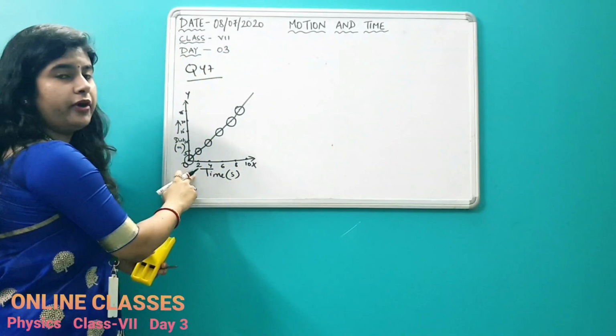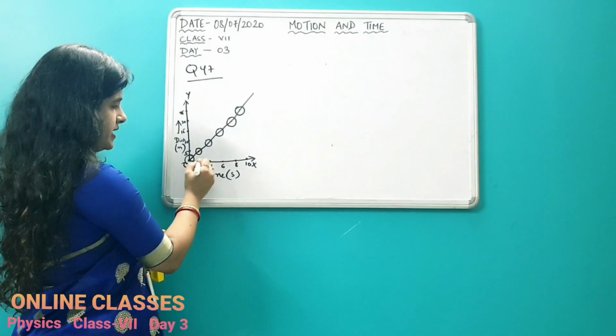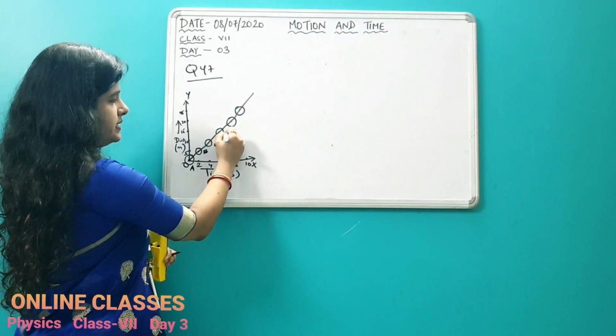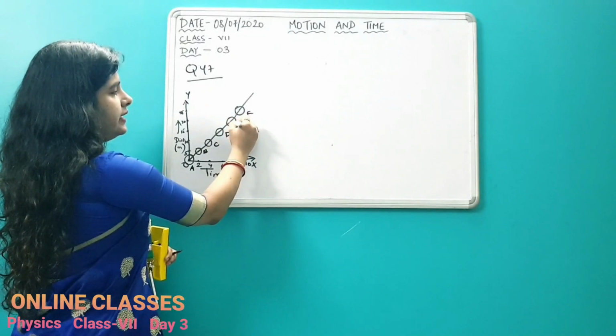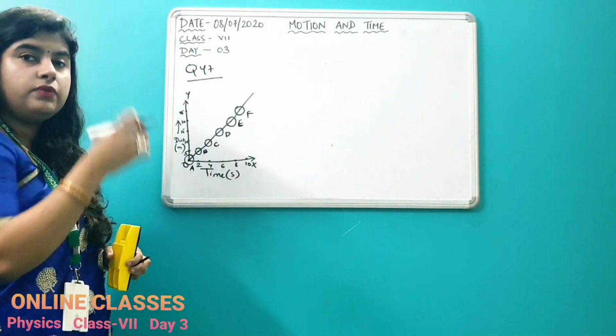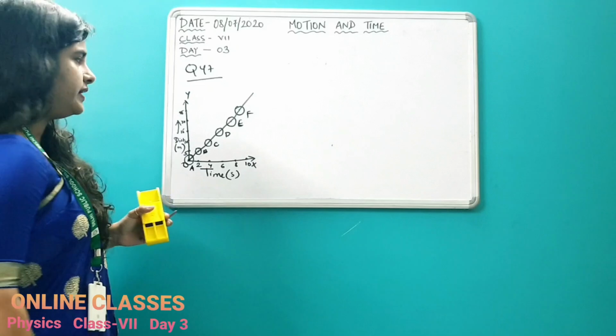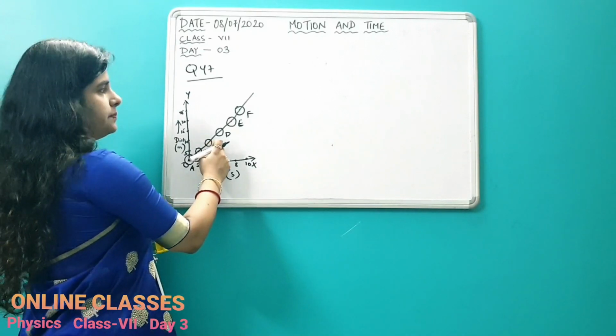Let me name the points. Supposing this is point A, this is B, C, D, E, F. Let us find out at any 2 points what is the speed of the vehicle. Let me take, supposing, point C.